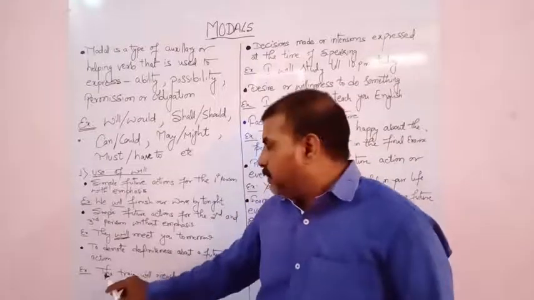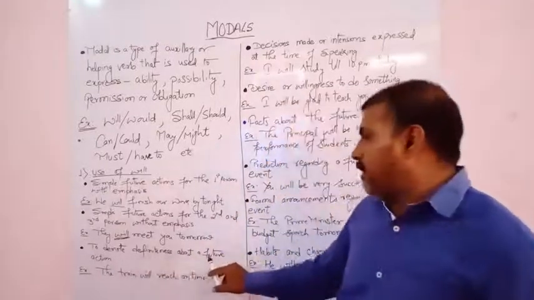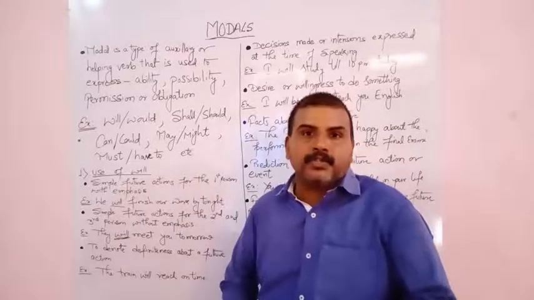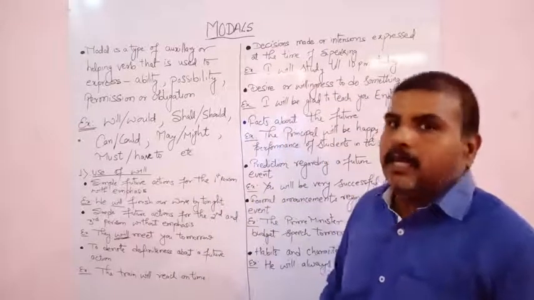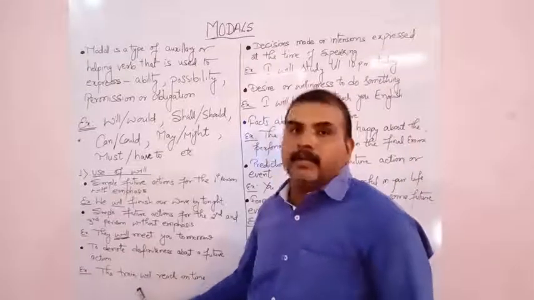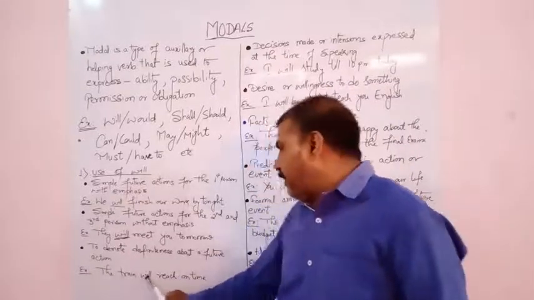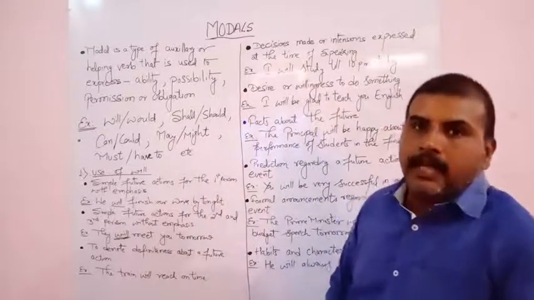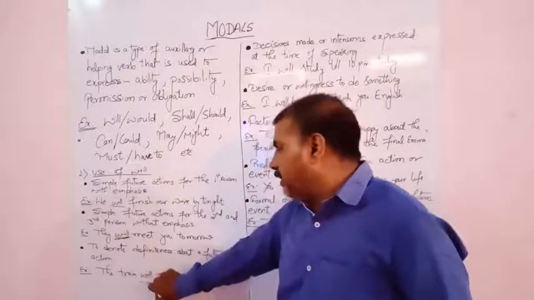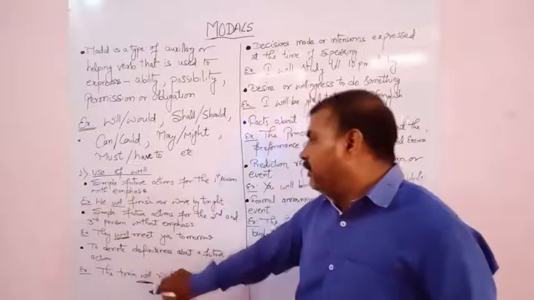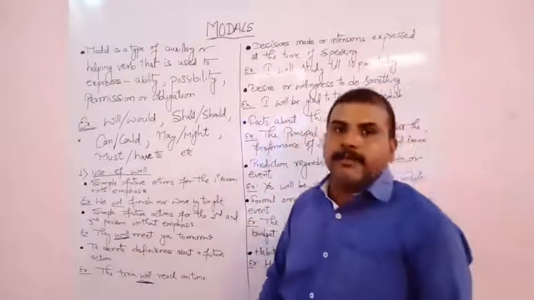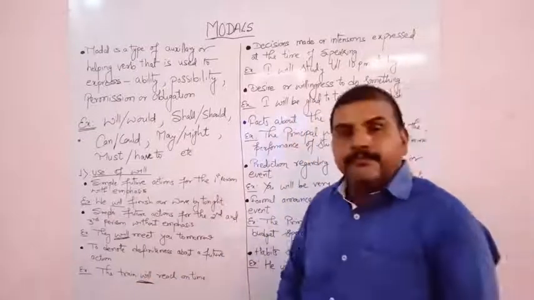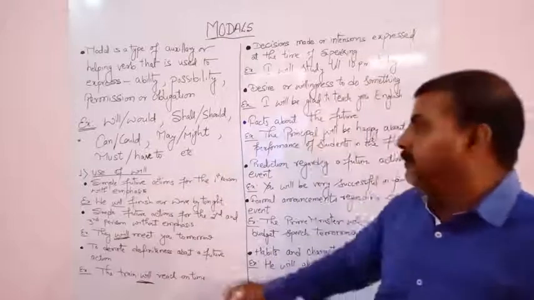Next point, to denote definiteness about a future action. If you are very definite, means very sure about a future action, at that time you are going to use will. The train will reach on time means this action denotes future action, and here definiteness is there, means it is very sure that the train will reach on time. So in that case we use the modal will.